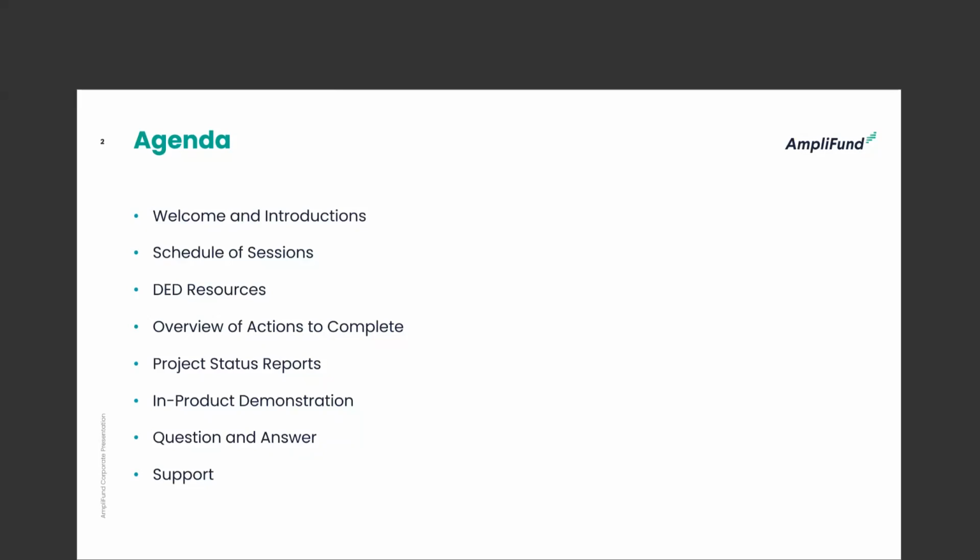We're going to talk a little bit about the specific items that we'll be reviewing in Amplifund today in preparation for managing and submitting your project status reports. And then we're going to go over a list of all of the national objectives, all the different forms, and the beneficiary data that we'll be looking at and filling out.